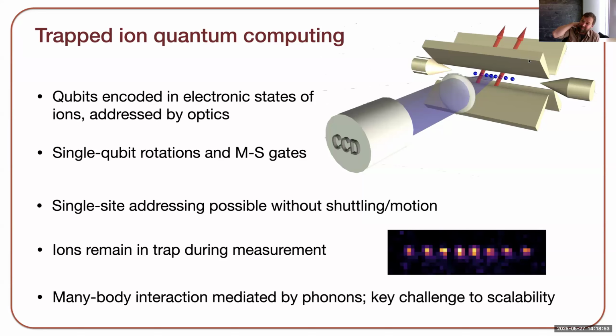Optical pulses perform the quantum logic operations, single qubit rotations. Mølmer-Sørensen gates are the native two-qubit entangling gate for us. I'm going to talk a little more about single site addressing. Some of the devices out there shuttle ions to different registers, so that a global beam, a laser beam with less focus, can be shone on it. Single site addressing without shuttling is going to be possible in the setup I'm talking about.